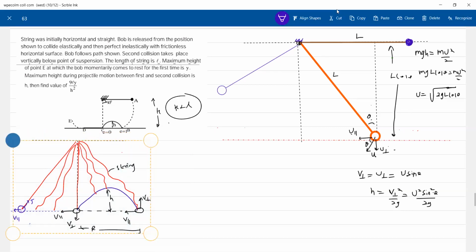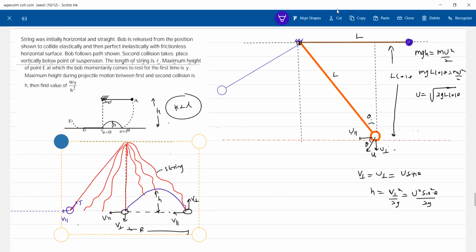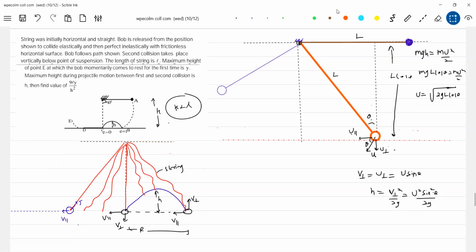I'll move everything here a little bit. Okay, what all can we do? So he is asking 9 L by H square. What is L? L is the length of the string. Maximum height at point T, at which the bob momentarily comes to rest for the first time, is. After this, what will happen to the bob?